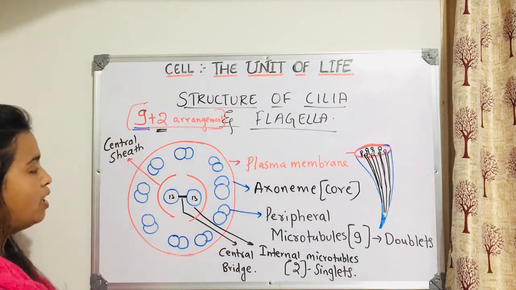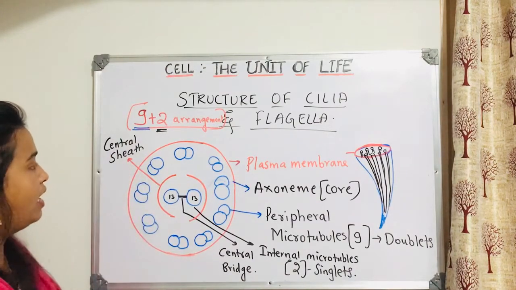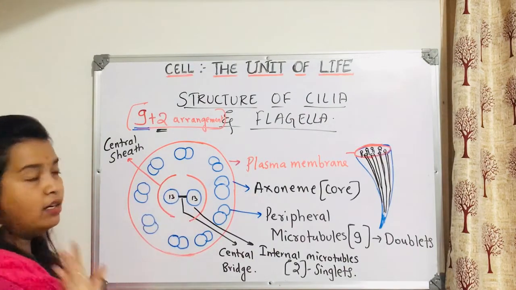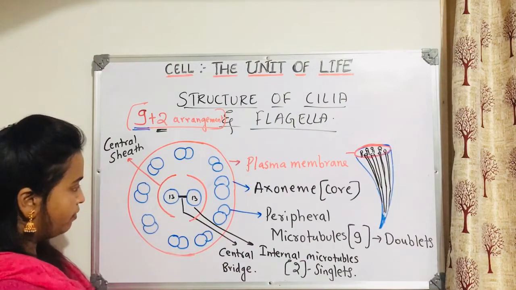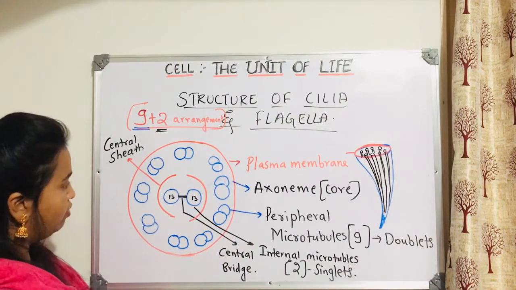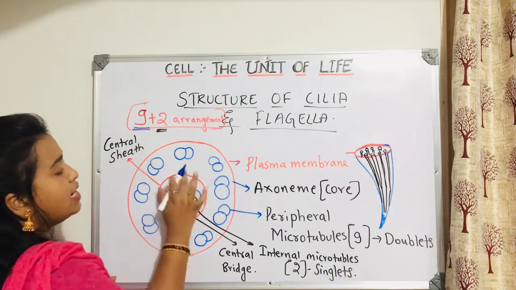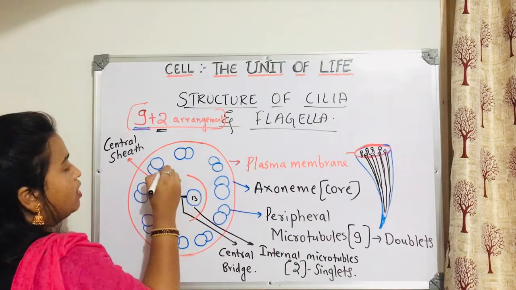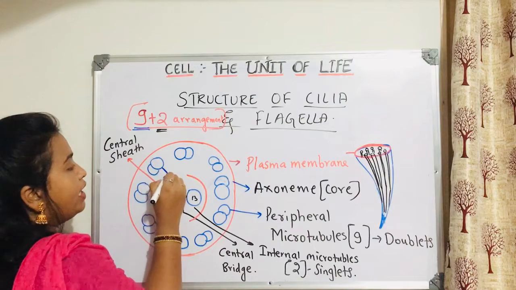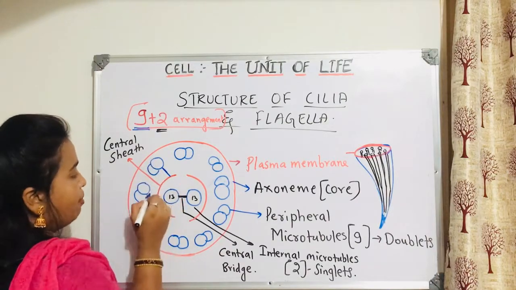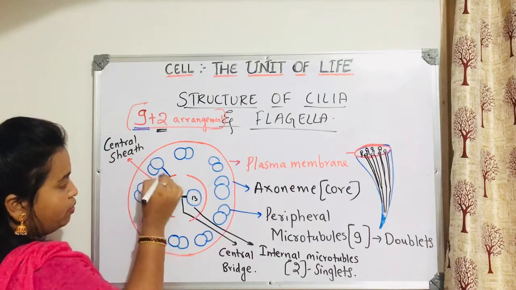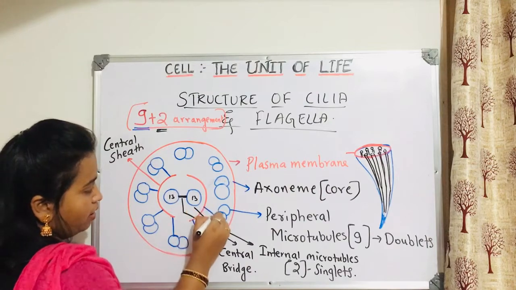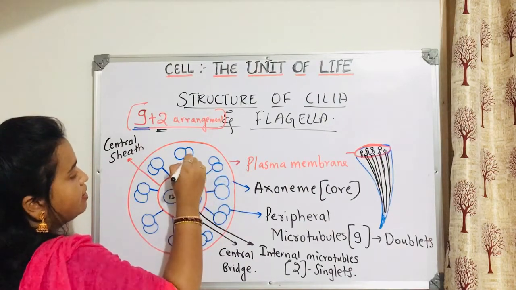This much is clear. Now this is called the central sheath. That also is clear now. This central sheath is connected to all the 9 peripheral microtubules. Which color shall I use now? I'll use blue. So the central sheath is connected with the peripheral microtubules, to the one which is the complete circle. Remember that. This is one connection, this is one connection, connected here also, here, this, this and this.